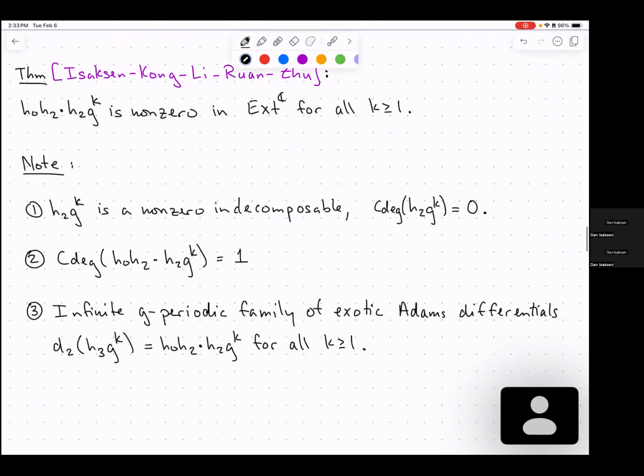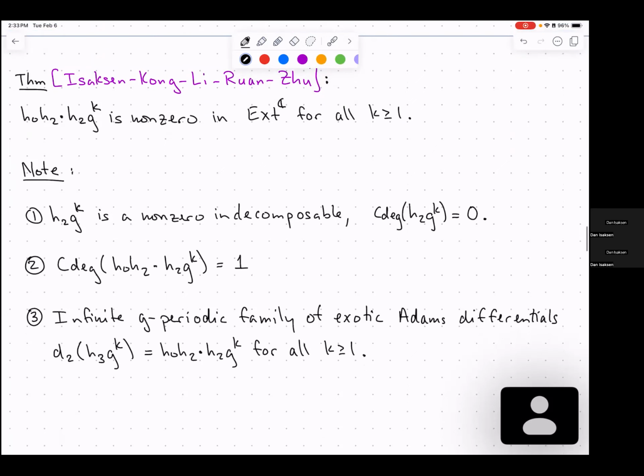And one thing I'll say: you look at these elements, h0, h2, g to the k, and you think, oh, well, can't you use the cohomology of A(2)? It looks like the kind of thing that the cohomology of A(2) would be good at detecting. But it's not. This product is 0 in the cohomology of A(2).